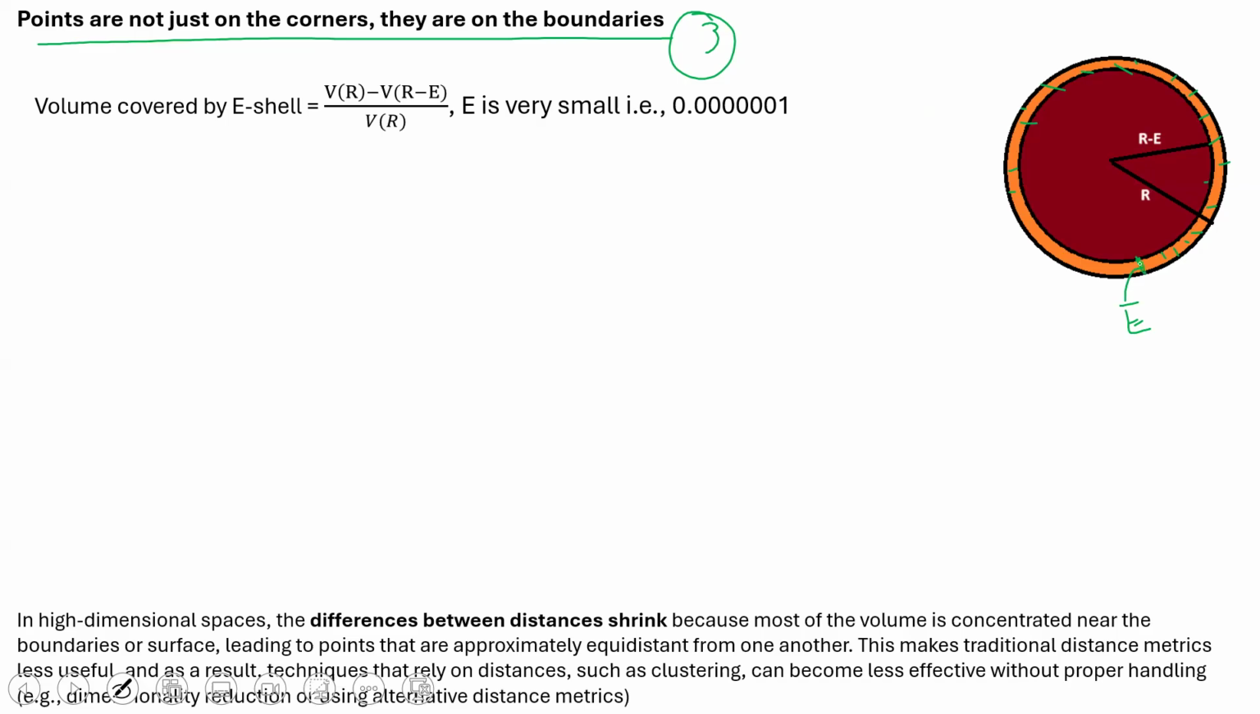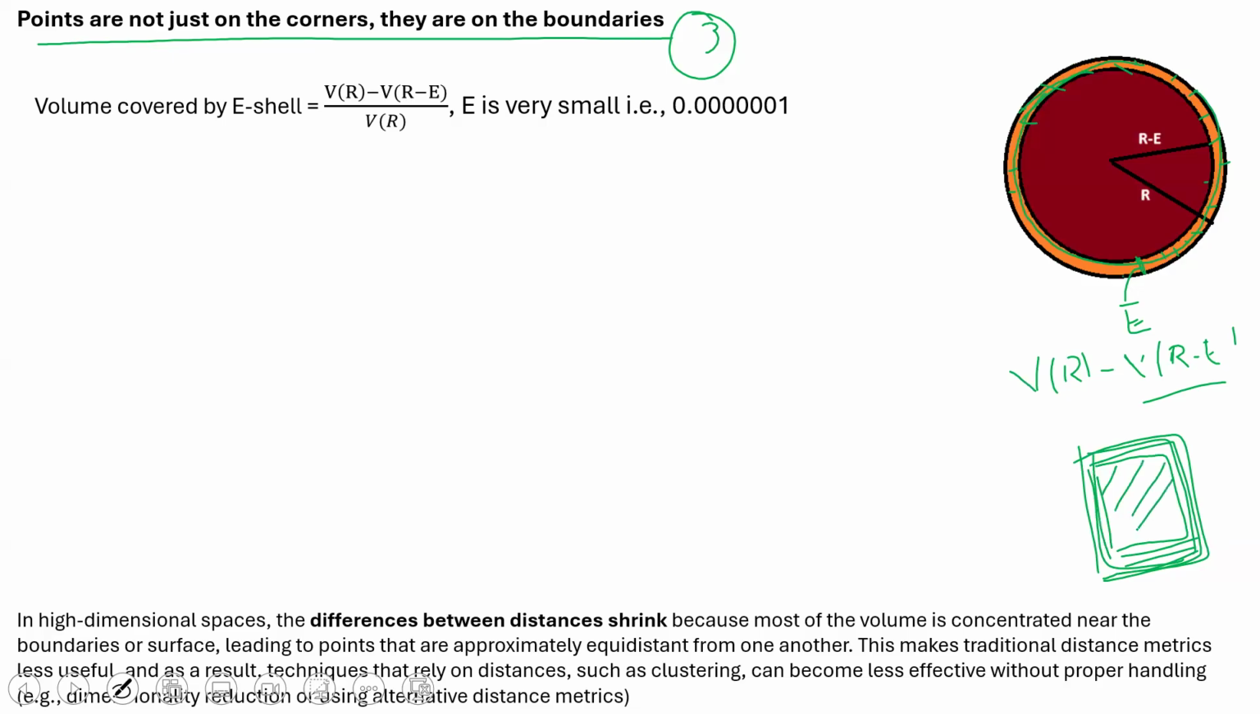Okay. So now to find out the volume inscribed within this orange space, what I have to do? I have to find out the volume of radius r minus the volume of radius r minus e. So if I subtract this volume from this entire volume, I'll get this volume. It's something like this. If you take the square, if I want to find out this particular volume, I have to find out the volume of the whole square and the volume of this inner square and then subtract it, so that I'll get the volume occupied within this space, right? I hope you understand that.